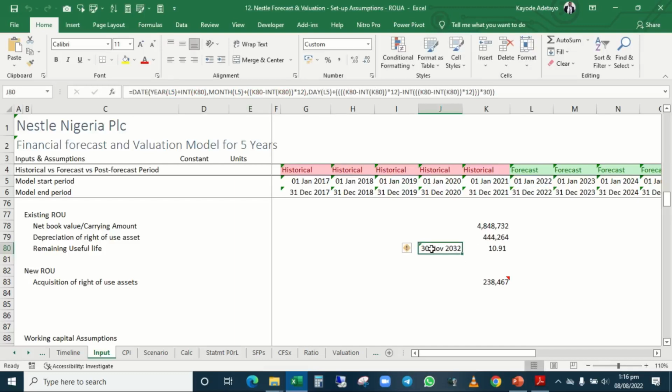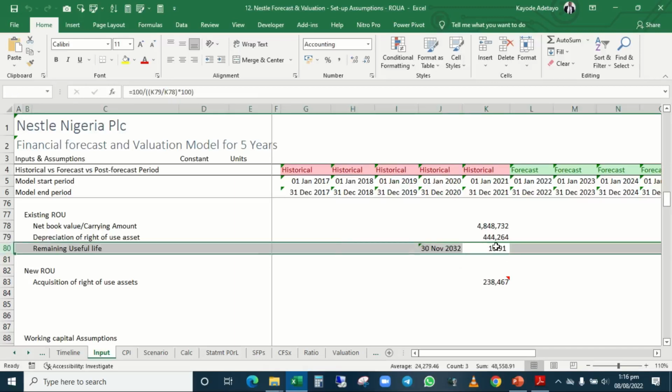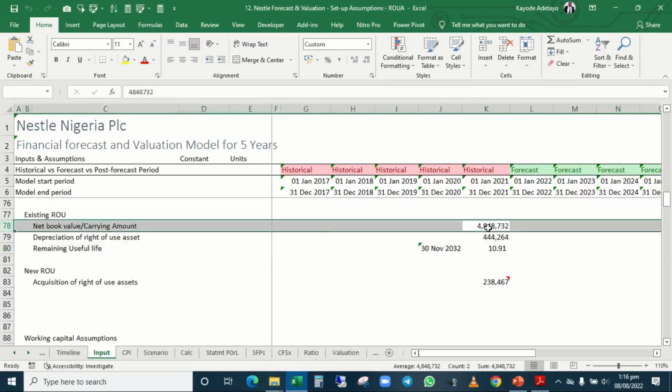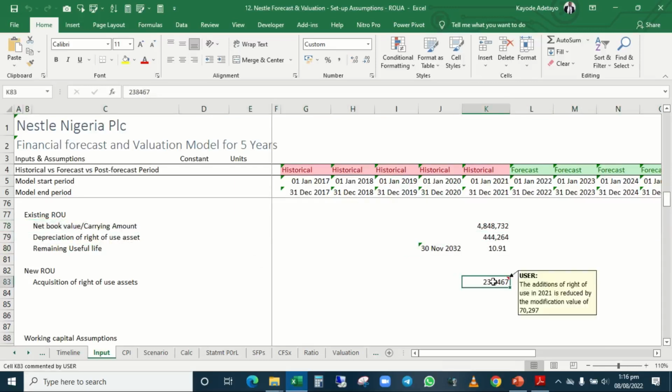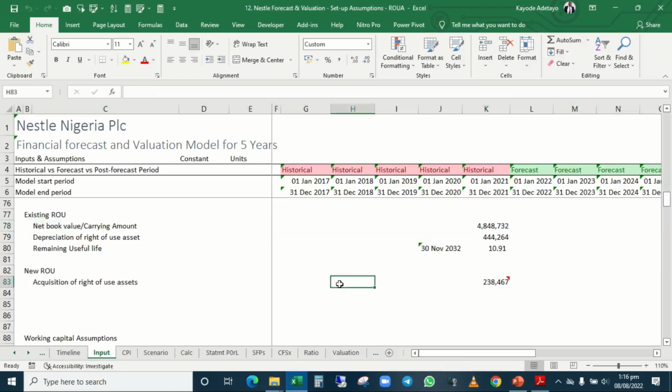What we are going to do is flag on the model timeline when the depreciation will begin and when it will end. It is expected for you to actually know this beforehand. So we have been able to get the remaining useful life on the right of use assets, as well as the net book value that we are going to continue to depreciate.